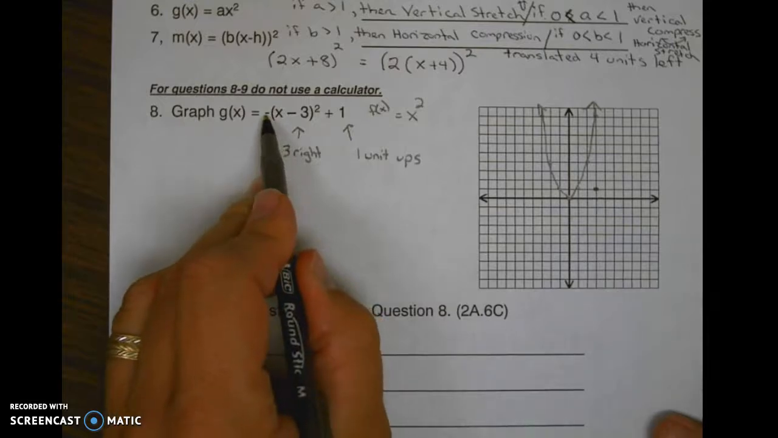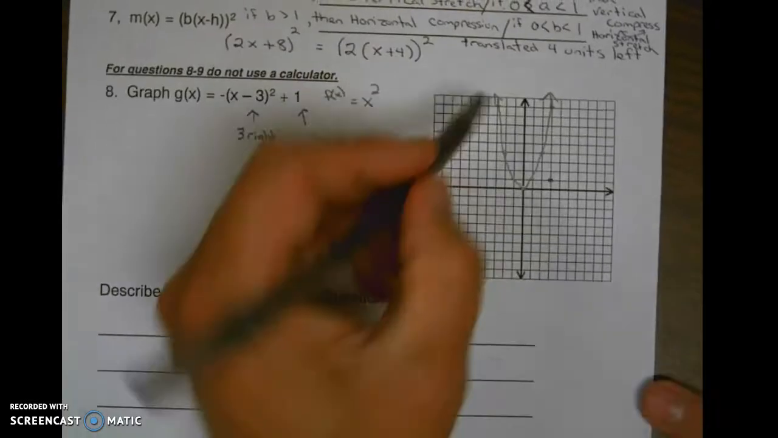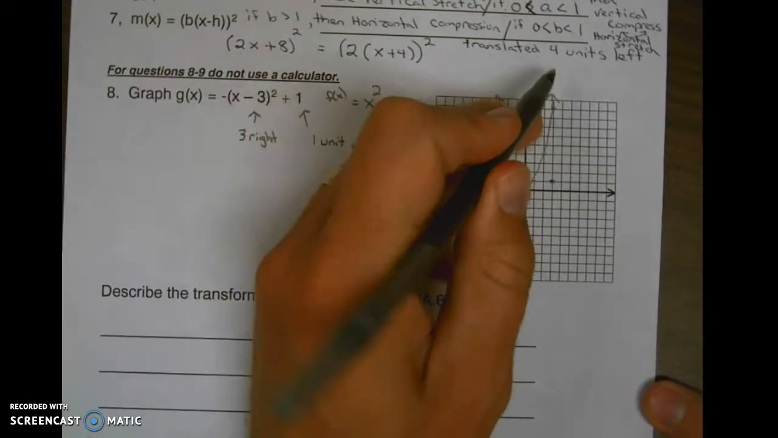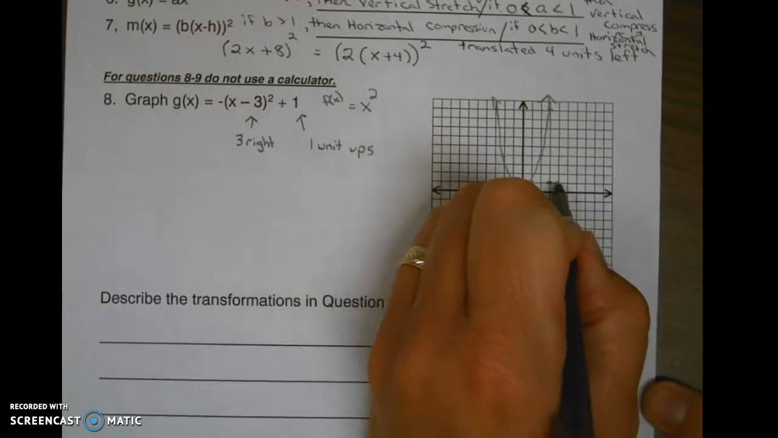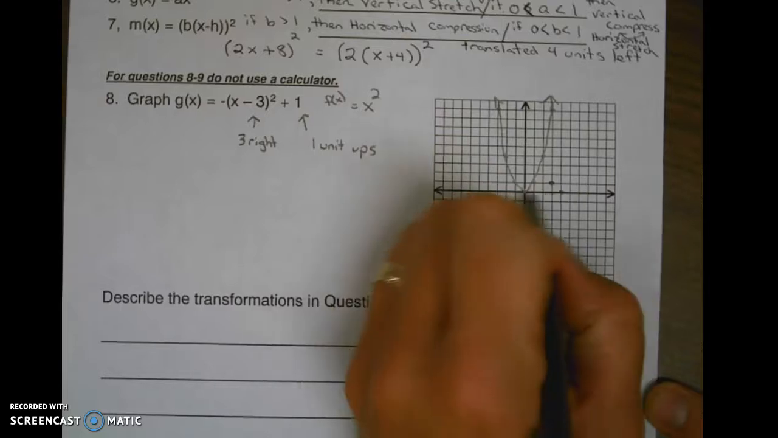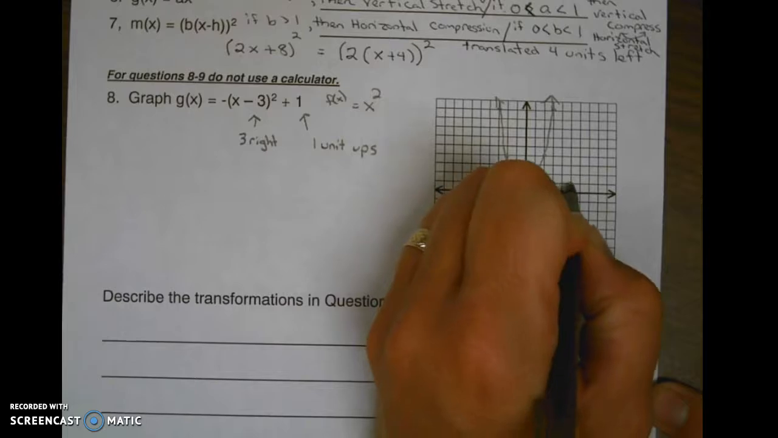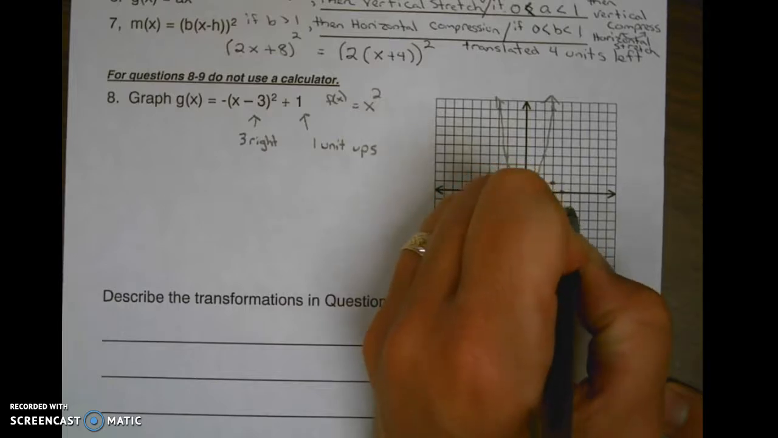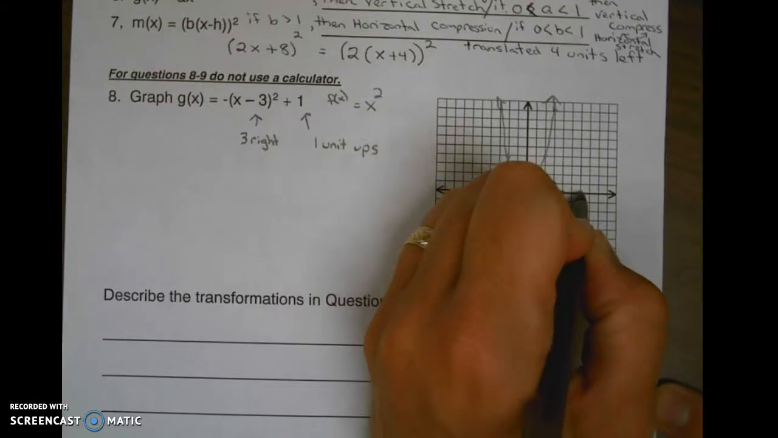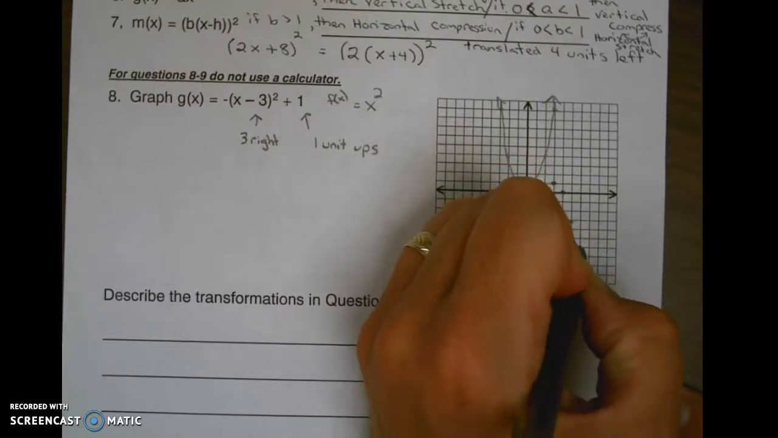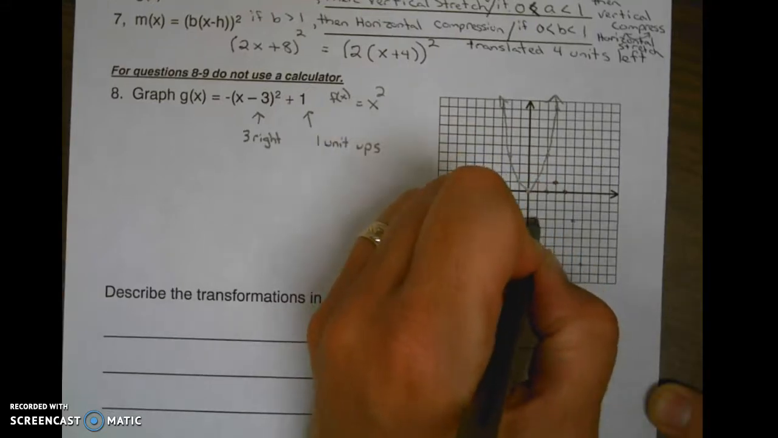Next, we apply the negative, and we know that a negative reflects it over the x-axis. So this parent is not going to be opening up, but it's going to be opening down. So from here, we're going to go over 1 unit and down 1, whereas on the parent, we went 1 unit up 1. So over 2, 2 squared is 4. 1, 2, 3. 3 squared is 9. And it's symmetrical, so it's going to be the same on the other side.